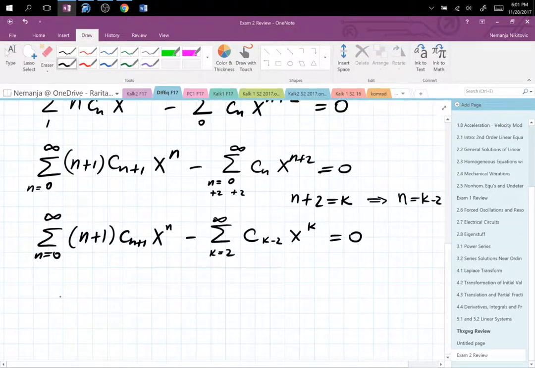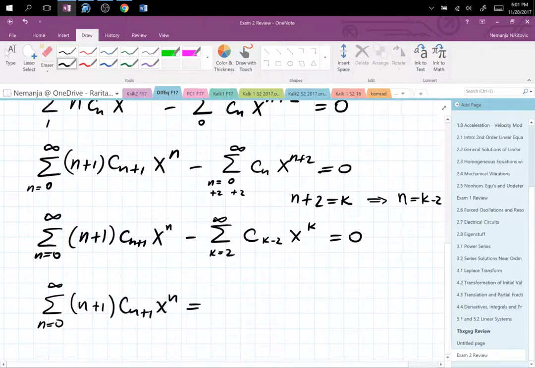So now what I have is the summation n goes from 0 to infinity of n plus 1, Cn plus 1, x to the n, and now rename these to n's. Minus summation from 2 to infinity. And then, no, now it's n. Cn minus 2, x to the n equal to 0.